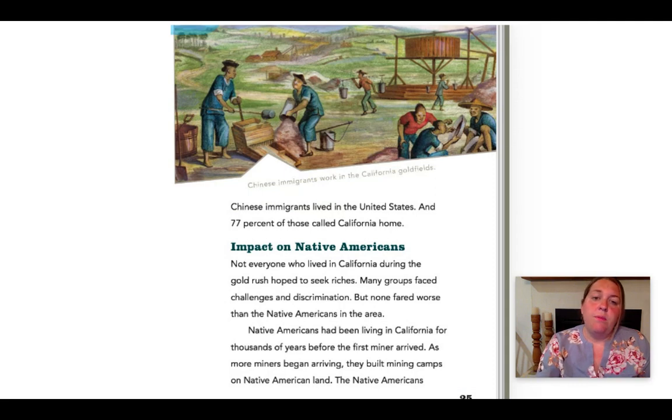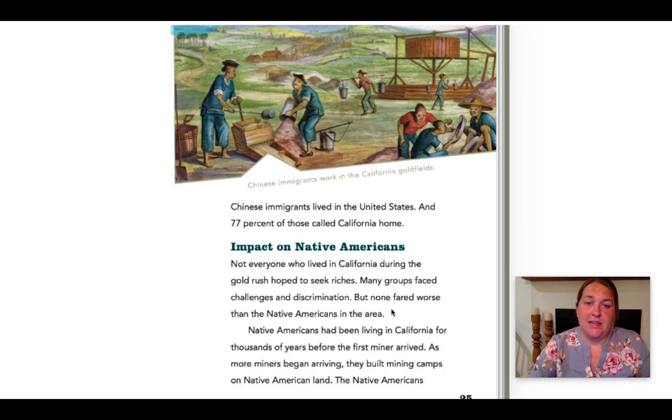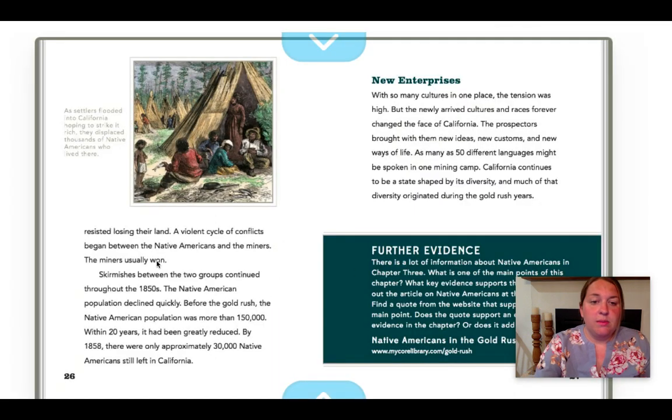Able to go back to this much harder text and reread it again and have a deeper understanding. So recognizing that many groups faced challenge and discrimination, but none fared worse than the Native Americans. Now I know it's because they lost their homes. And as I turned the page, this particular section was very difficult for me to understand. I kind of read it and just skimmed through it. But I'm now recognizing that a violent cycle of conflicts began between the Native Americans and the miners. And the miners usually won.